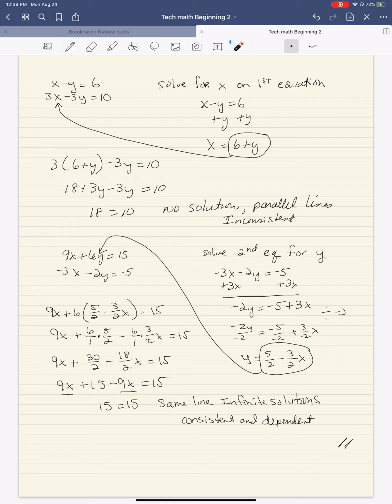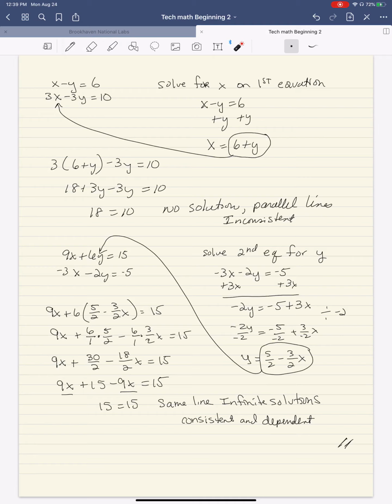All right, let's try the last one. 9x plus 6y equals 15, minus 3x minus 2y equals minus 5. I'm going to solve the second equation for y. Nothing divides out equally. I'm just going to pick the smallest number, so I decided to do this one for y. So minus 3x minus 2y equals minus 5. Add 3x. Got minus 2y equals minus 5 plus 3x. Divide by a negative 2. So I get y equals positive 5 halves minus a 3 halves x.